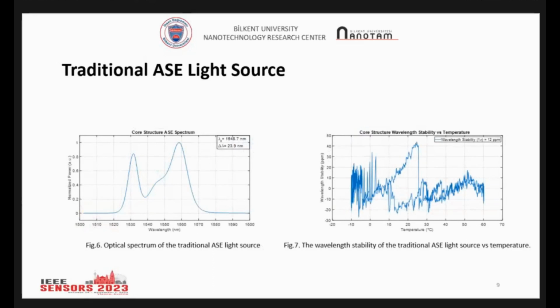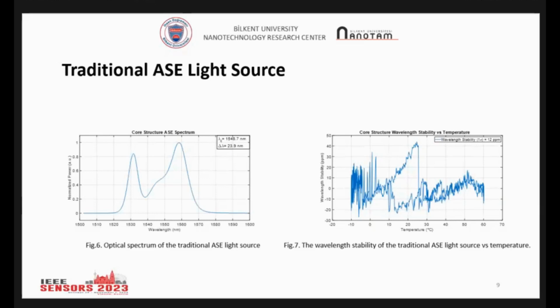As you see in the left figure, we took this measurement at room temperature. We have a two-hump spectrum. One hump comes from the absorption characteristic of the erbium fiber. The second one is due to the emission of the erbium fiber, and this is our central wavelength. And our central wavelength is 1548 nanometer. We also observed that the hump due to absorption is more sensitive than the emission hump. So our aim was eliminating the absorption hump of the spectrum.